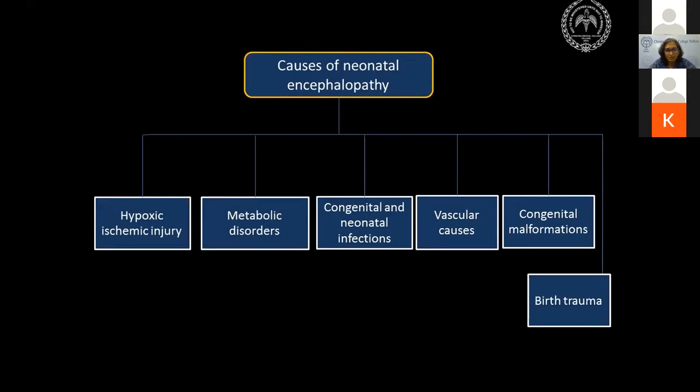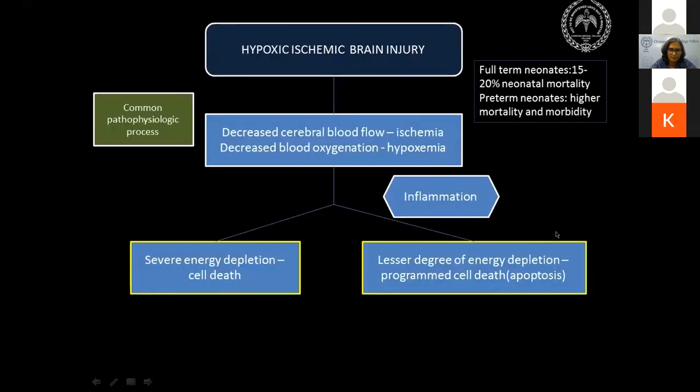Now, coming to the causes of neonatal encephalopathy, the most common cause, of course, is hypoxic ischemic injury, and then the others are the metabolic disorders, congenital and neonatal infections. It can be vascular causes, major congenital malformations, and birth trauma. So now we just go over some of these causes, starting with the first one, that is hypoxic ischemic encephalopathy, which is the commonest cause for neonatal encephalopathy.